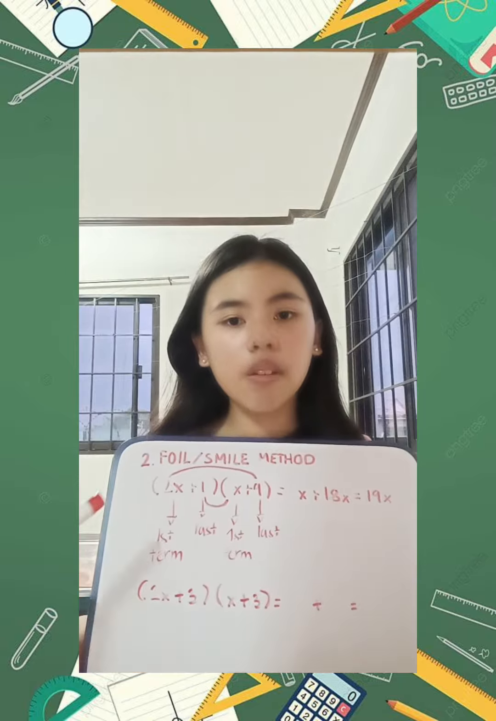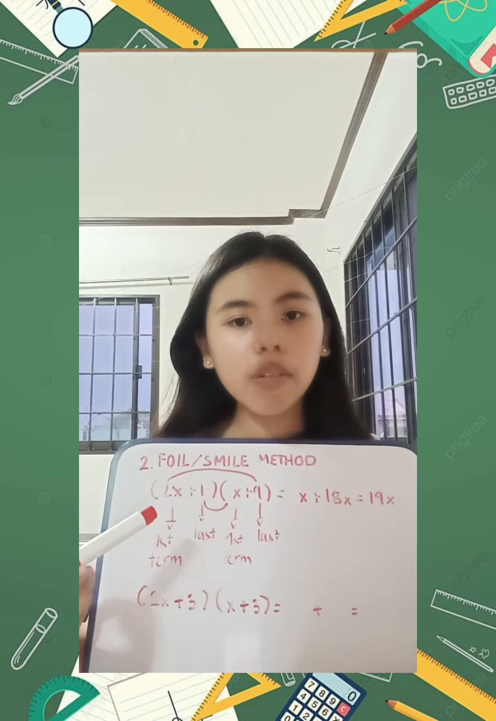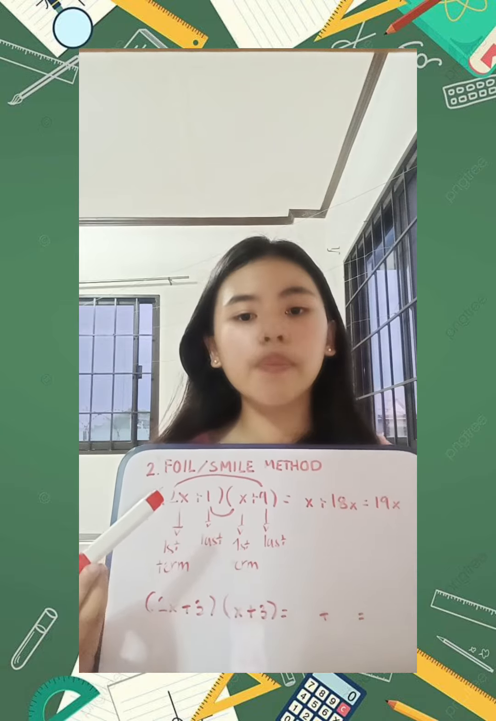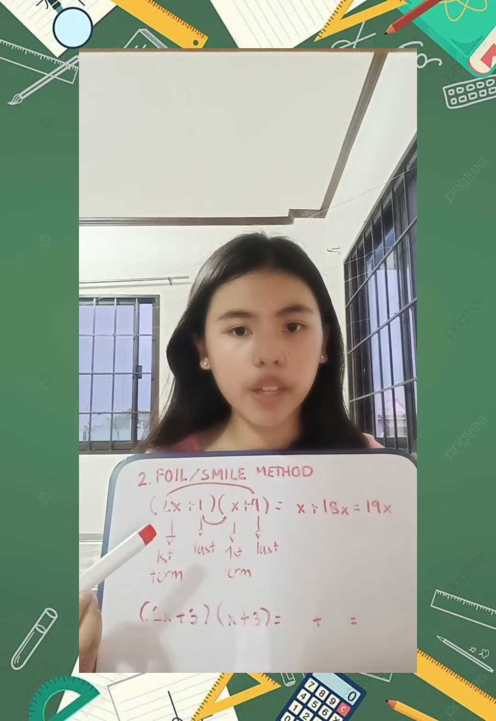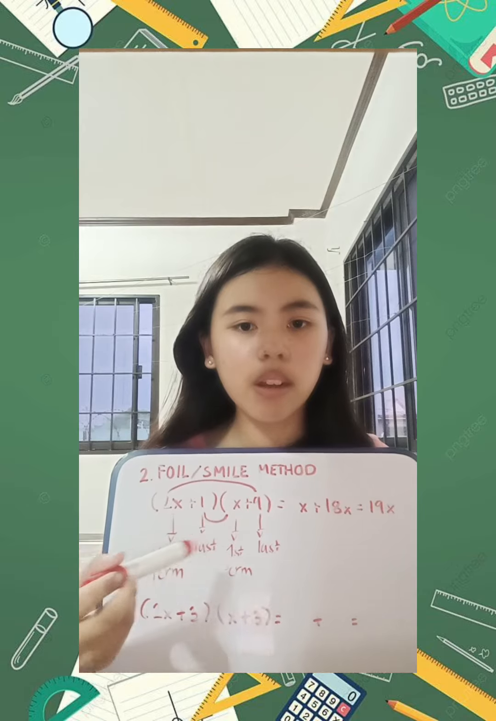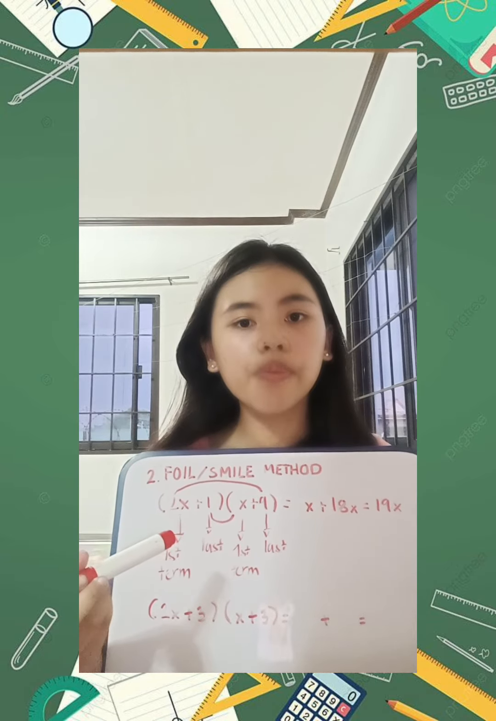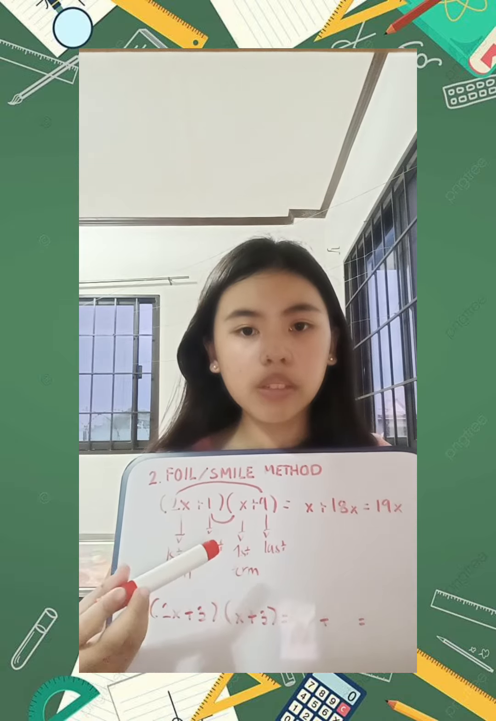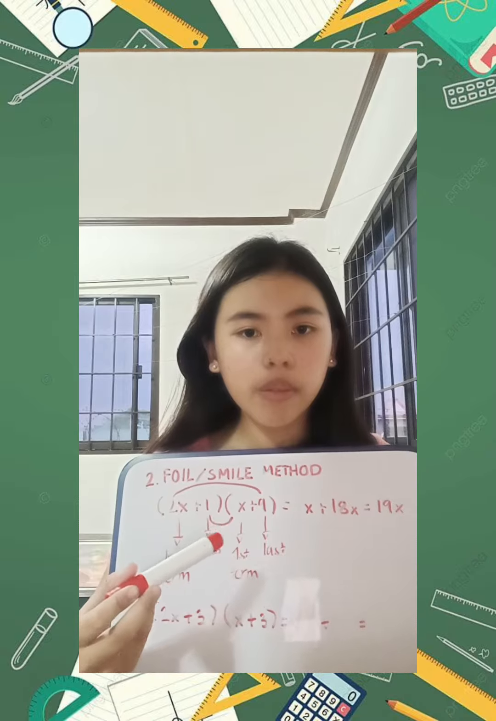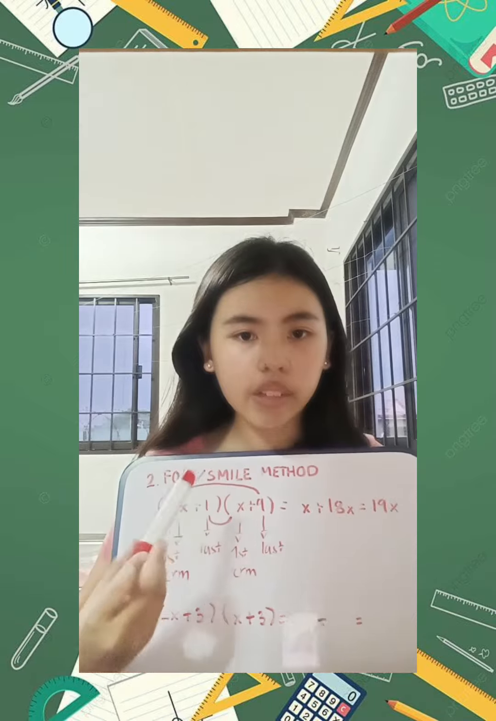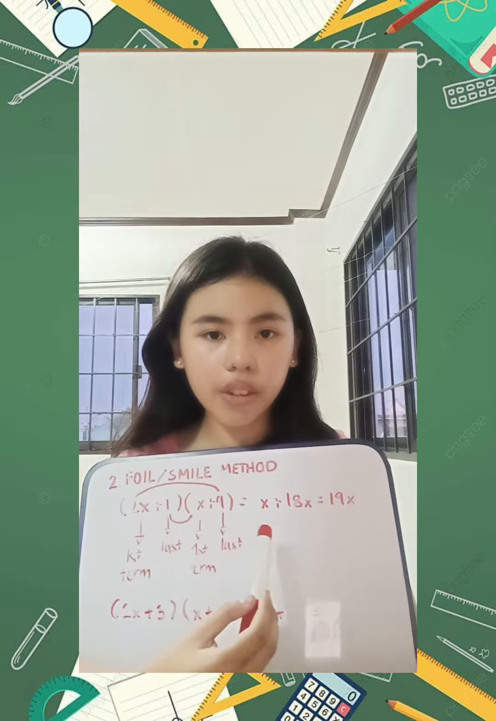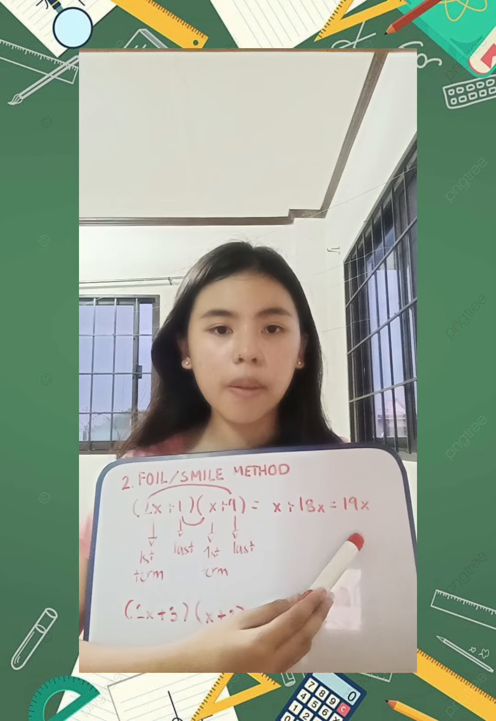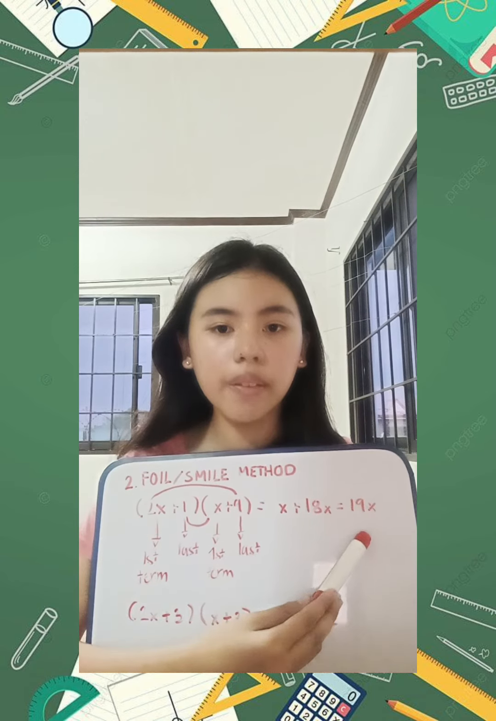The next step is the FOIL or SMILE method. Here we will have two binomials where their first terms are the factors of the first term of the general trinomial, and their last terms are the factors of the general trinomial's last term. And then we will do the FOIL method, where we will multiply the inner and the outer. And once we get the inner and the outer, we will add them and check if it's equivalent to the middle term of the general trinomial given.